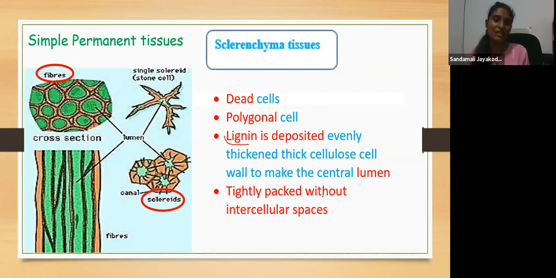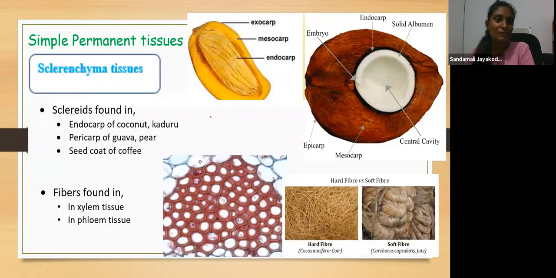Then they are tightly packed without intercellular spaces. Normally, to produce the wood in a plant, they become tightly packed and provide mechanical strength to a plant. So then where can they be found? Sclereids and fibers can be found in different places on the plant. The sclereids can be found in the endocarp of a coconut or kaduru fruit. Here in coconut, the coconut shell is the endocarp of a fruit. The fruit pericarp has three layers: exocarp, mesocarp, and endocarp.